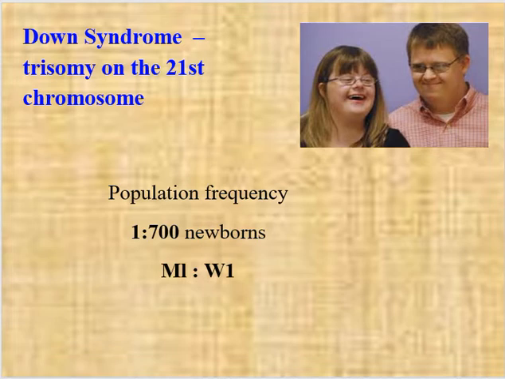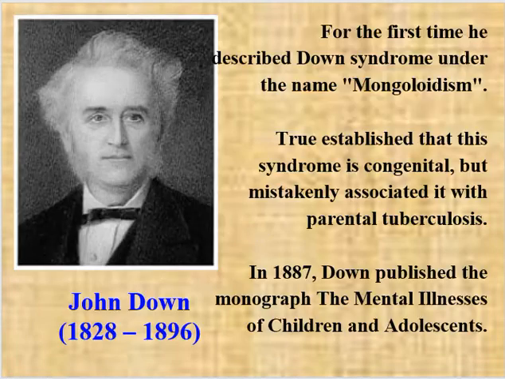Down syndrome, trisomy on the 21st chromosome. Population frequency, 1 in 700 newborns. John Down first described Down syndrome under the name mongoloidism. He established that this syndrome is congenital, but mistakenly associated it with parental tuberculosis. In 1887, Down published the monograph The Mental Illness of Children and Adolescents.